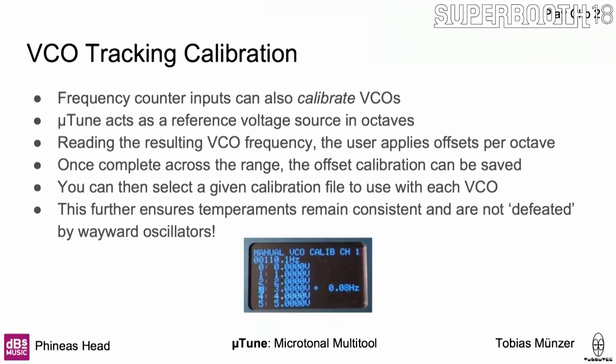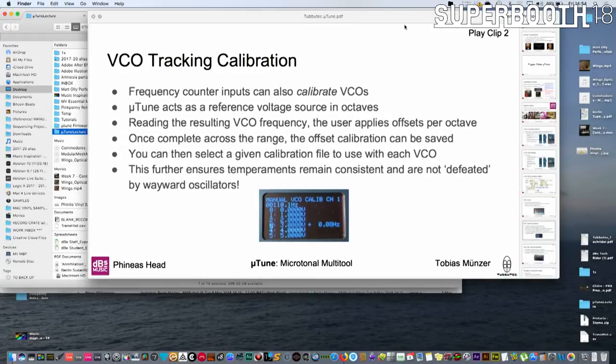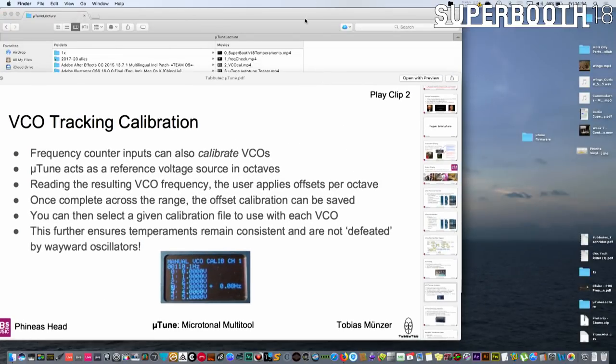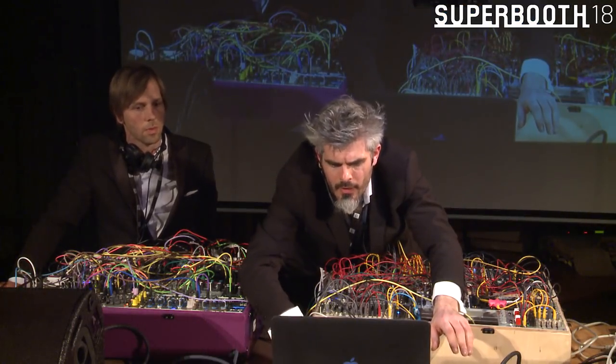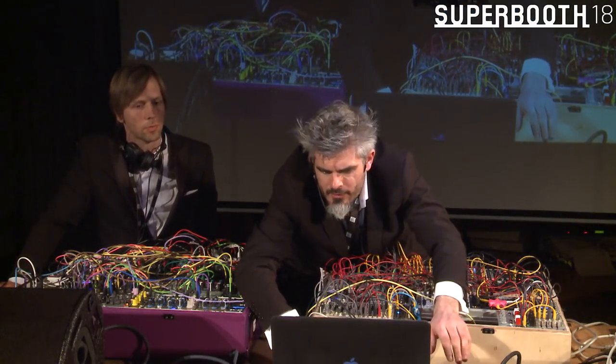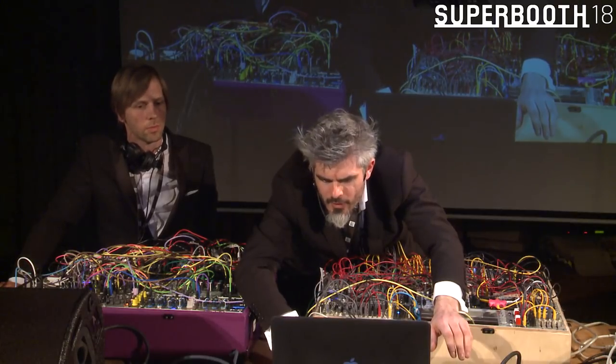Calibration. Once you've done the tuning, the µTune will actually send out a voltage reference over the entire range, a 10-octave range of its output, so that you can calibrate VCOs if you're concerned that they go a bit flat or a bit sharp at the top of their range. So as an example of that, here's VCO calibration.